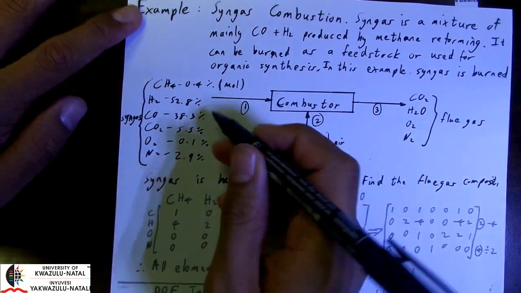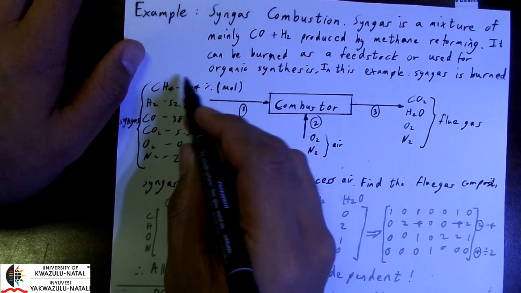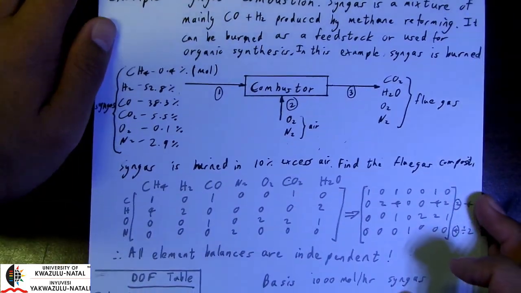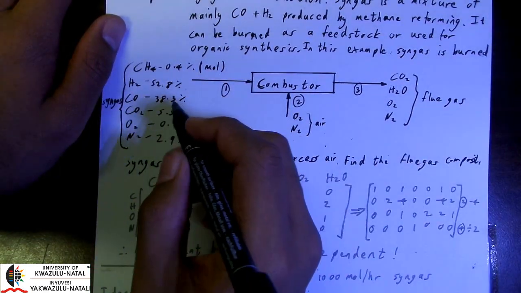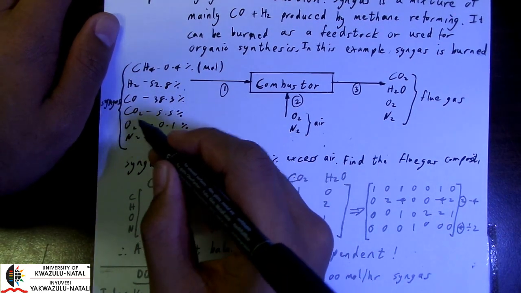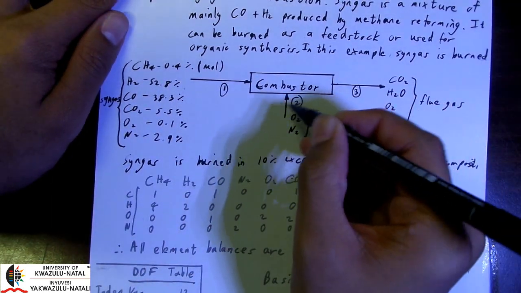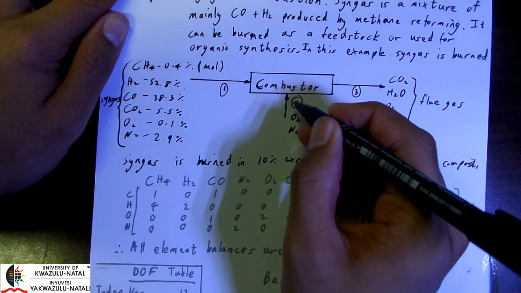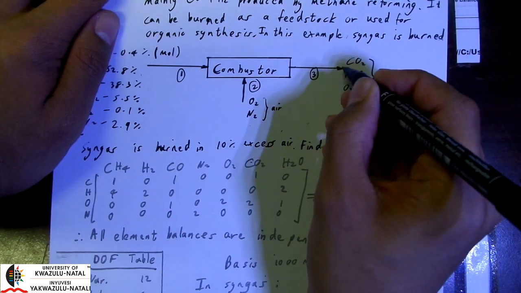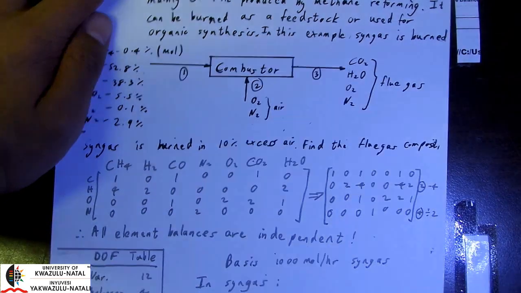And this is the composition of my syngas. Okay, it has some methane, of course, left over from the methane reforming, which is not completely perfect. And we have a large amount of hydrogen and carbon monoxide, and some small amounts of CO2 as well as oxygen and nitrogen. And that's going into a combustor, and we are putting in air as well. We are feeding air to this combustor, and we are ultimately getting a flue gas coming out, consisting mainly of CO2, H2O, oxygen and nitrogen gas.